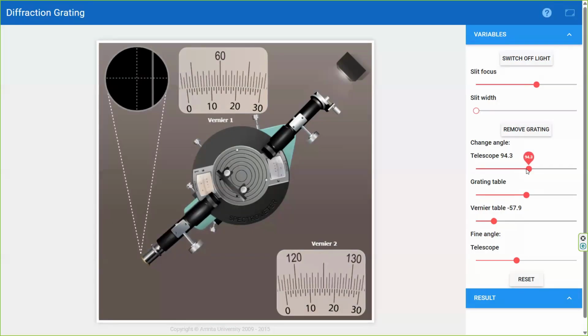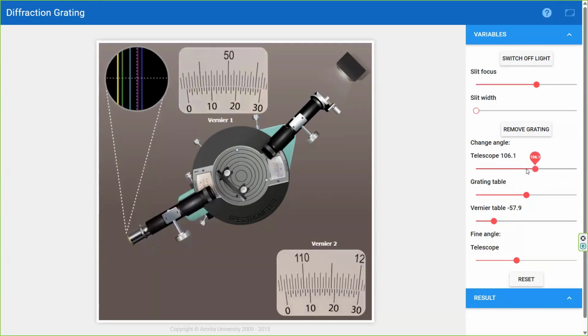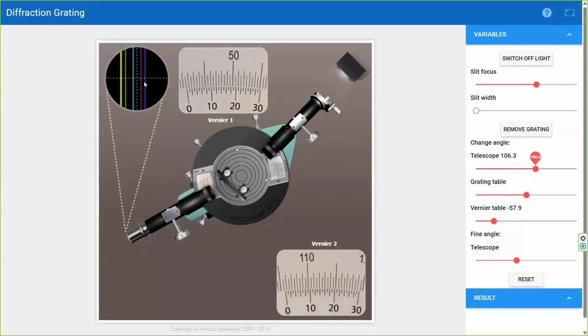On the right side you'll observe, on the left side also you'll observe. Now we'll rotate the telescope slowly. Now you can observe the first order spectrum. Here you observe the violet line, blue line, then blue-green, green and yellow lines of the Mercury. So these are the prominent lines observed for the Mercury source.